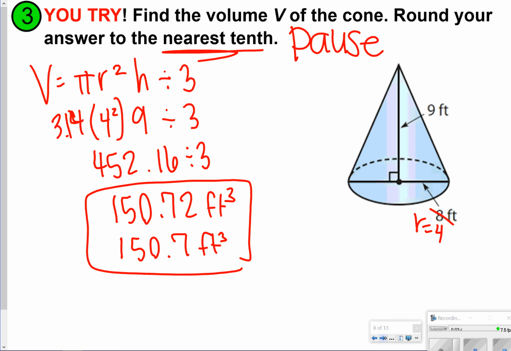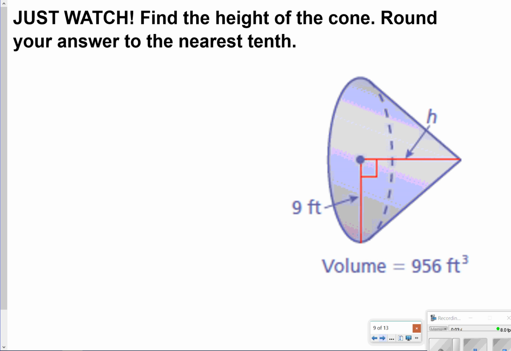Okay. The next thing you might see on your homework is whenever you're trying to find the height. So this is going to be a little bit different. You'll still have your volume written out like normal, and it's going to be super important that you write out your volume formula, and then plug in what is given to you. So the volume in this case is 956.